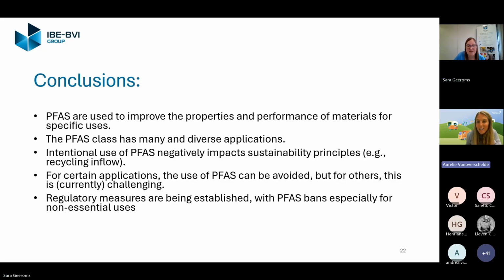The first one is: by eliminating plastic from packaging and going rather to paper solutions for food, do we increase the use of PFAS? That's the question.